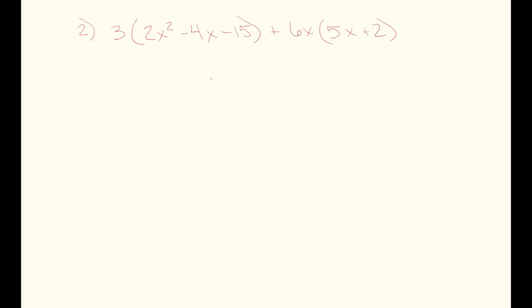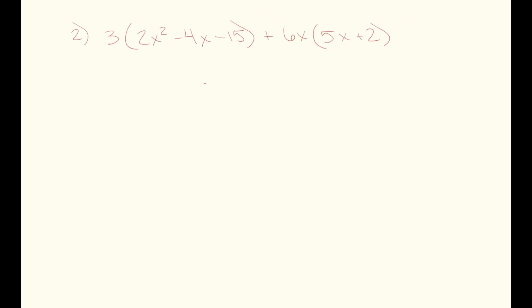Again, in this problem, I'm going to use the distributive property. So I will be distributing the 3 to everything inside this parentheses. And then I'm going to distribute the 6x to everything in the second parentheses. So I would get 6x squared. 3 times negative 4x would give me negative 12x. 3 times negative 15 would give me negative 45.